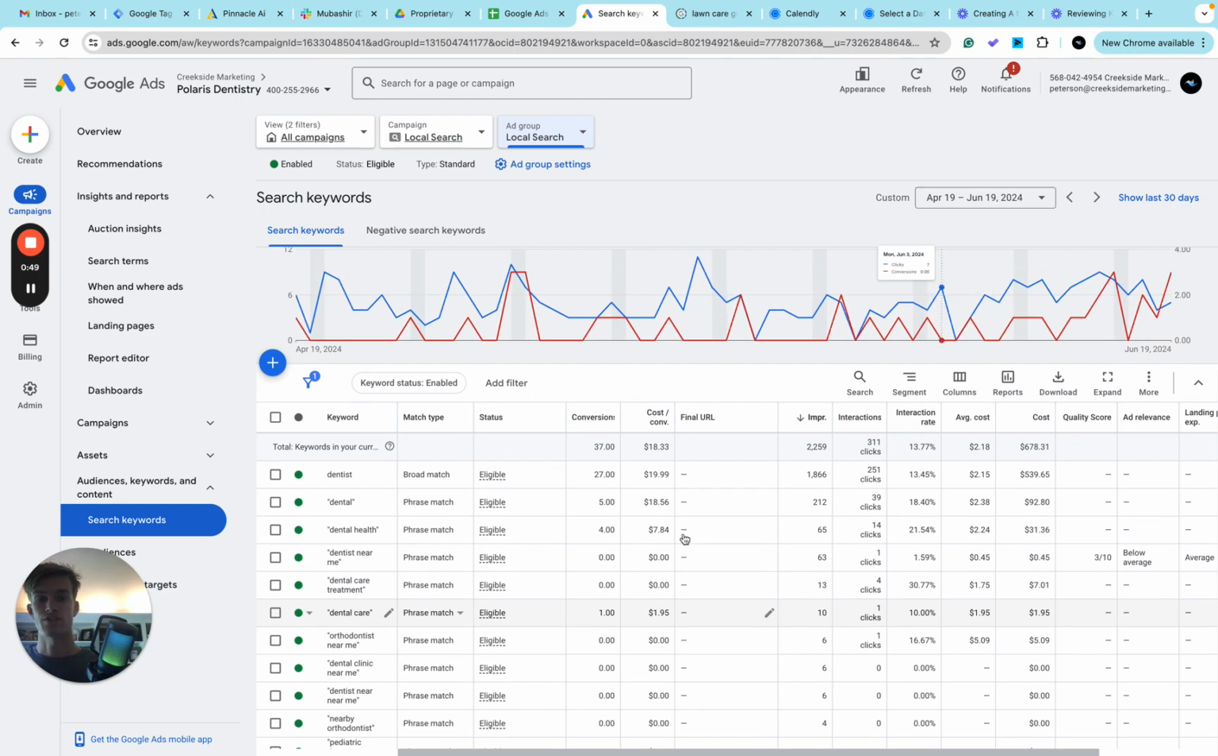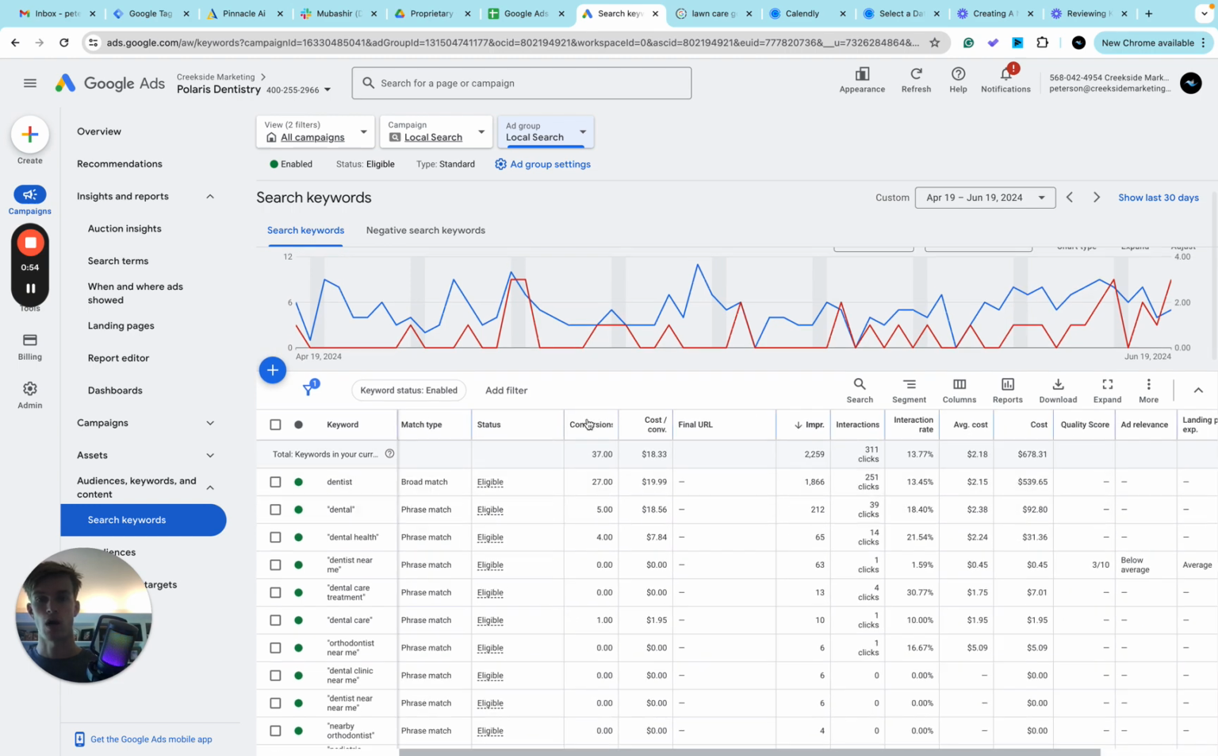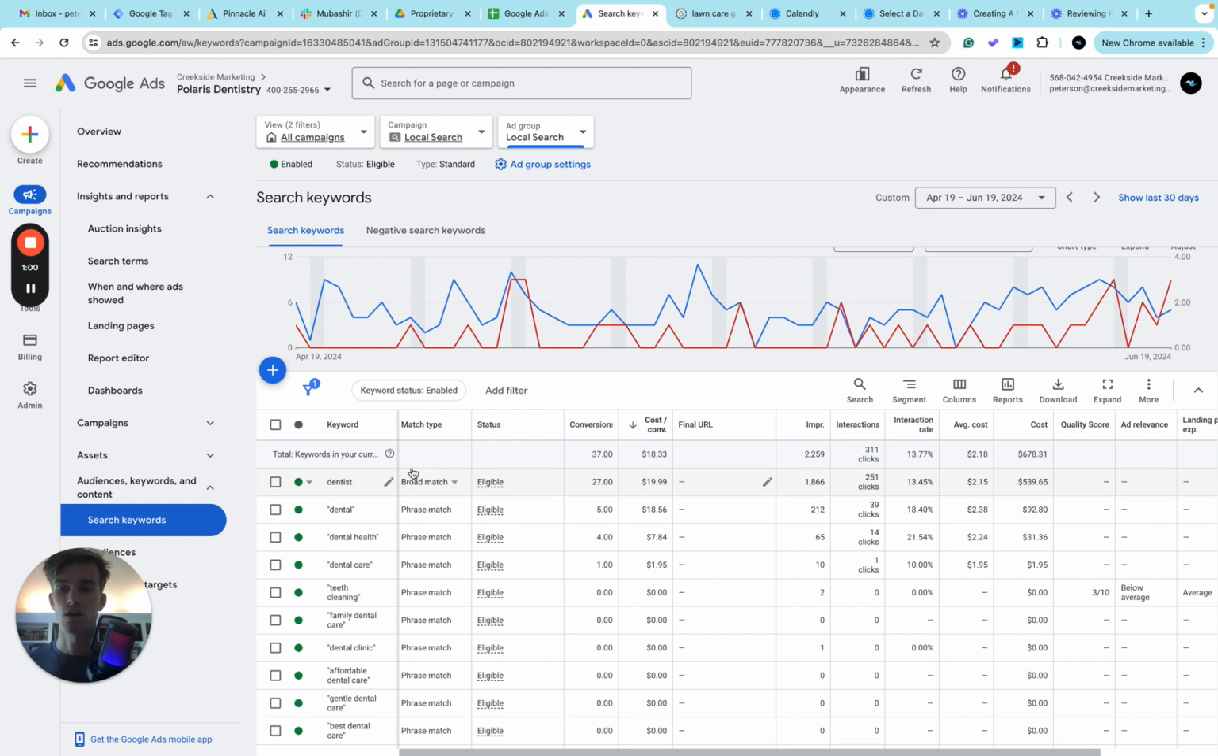So now that we've got it set for about 8 weeks, we're going to scroll over to our cost per conversion, and we're going to filter that by highest to lowest. So as you can see here, our average cost per conversion is $18.33. And as we can see here, our highest cost per conversion is around $20.